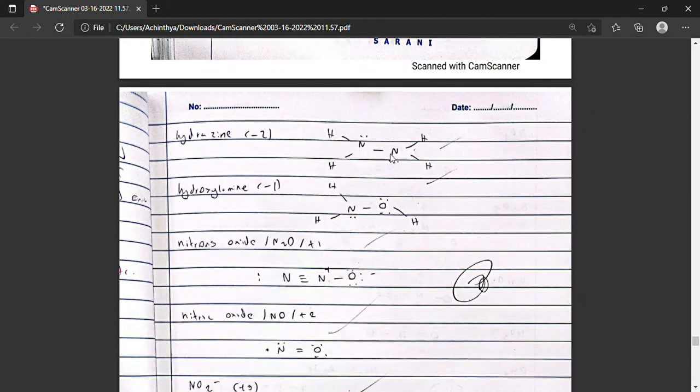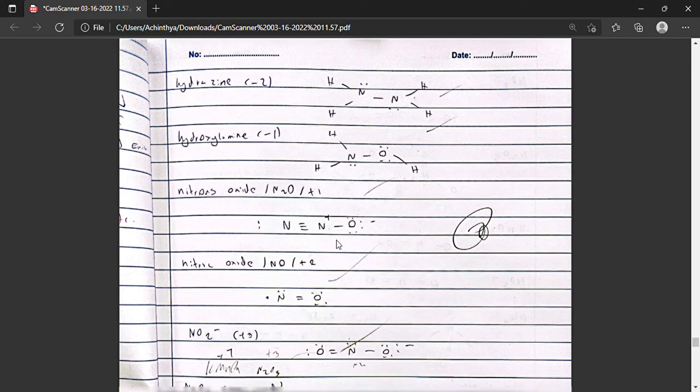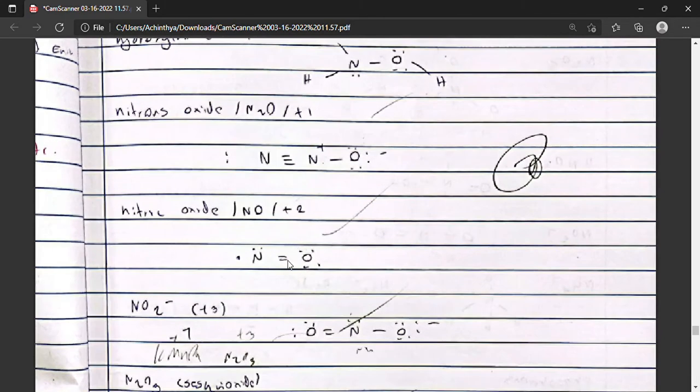This is what hydrazine looks like. It has a -2 oxidation state. This is what hydroxylamine looks like. It has a -1 oxidation state. This is nitrous oxide with a +1 oxidation state. This is nitric oxide with a +2 oxidation state. This is the NO2 minus ion with a +3 oxidation state.